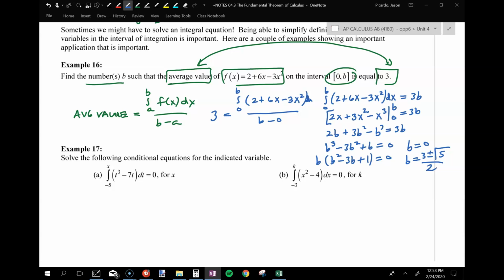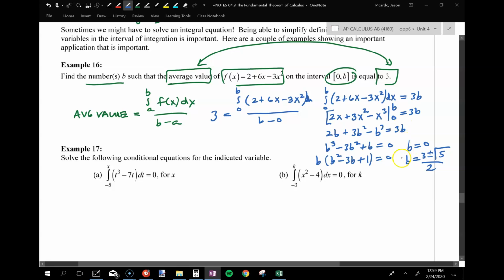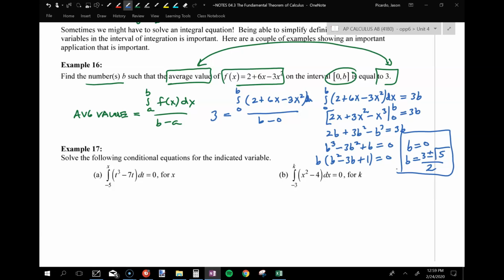Now look at the interval, guys. I want the solutions from 0 to b, right? So I don't want any values that are less than 0, do I? Let's just make sure. 3 plus radical 5 over 2 is positive. Radical 5 is a number between what? 2 and 3. 3 minus a number between 2 and 3 is positive, right? So all numbers are acceptable here. We're in good shape. Cool? All right, so that's a way that I could throw a problem like this at you.